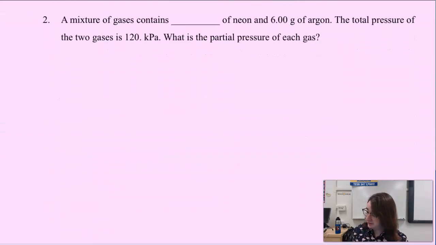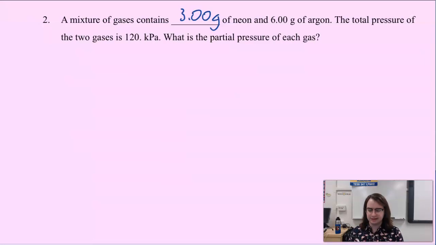Say a mixture of gases contains 3 grams of neon and 6 grams of argon. The total pressure of the 2 gases is 120 kPa. What is the partial pressure of each gas? So this time we're in grams first, and we're asked to find the partial pressure of each. So it's a little trickier.